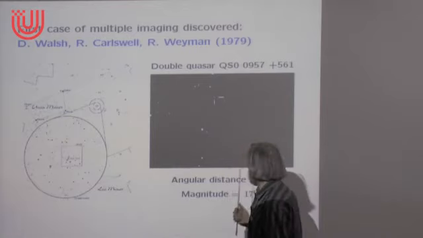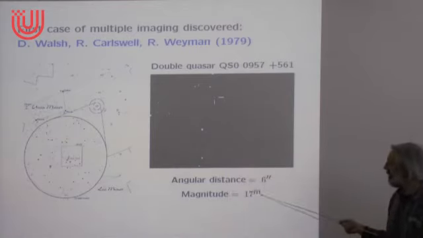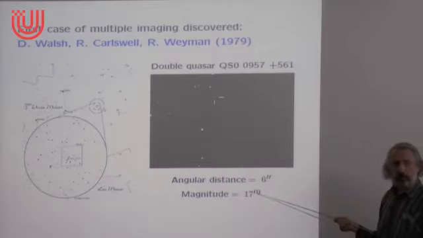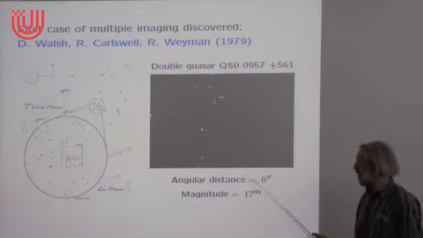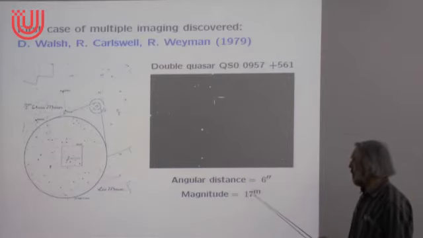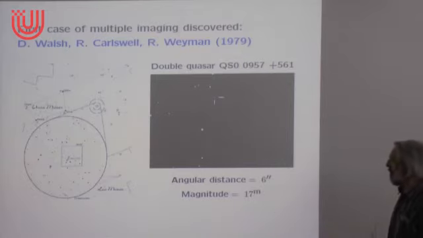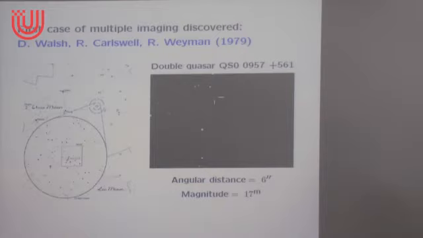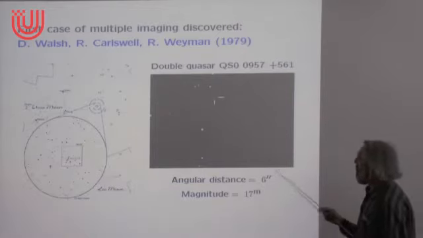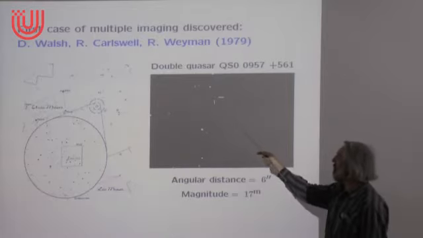But unfortunately, the object is very dim. It is 17th magnitude, so that's not observable with a small telescope. So, well, very ambitious hobby astronomers might be able to see them photographically, but certainly not visually. So this goes beyond the capacity of an amateur telescope, at least visually. And the distance is 6 arcseconds. So they are 6 arcseconds apart.